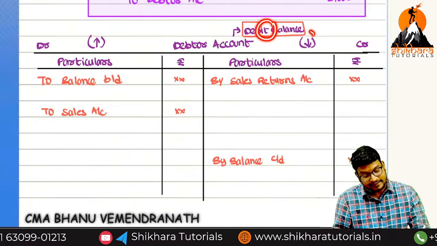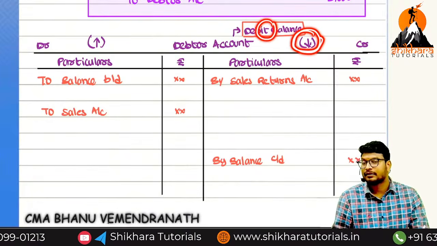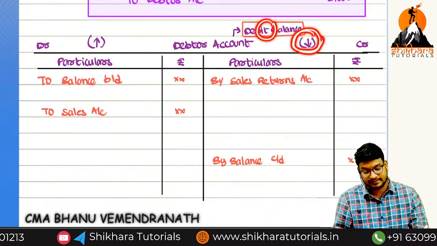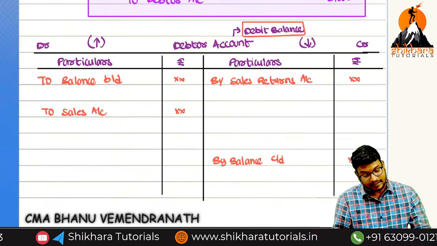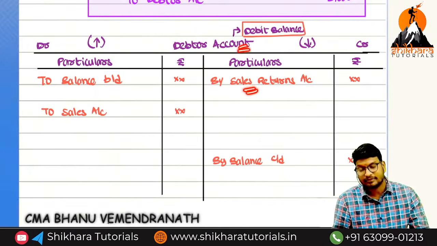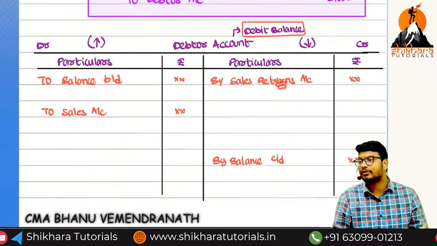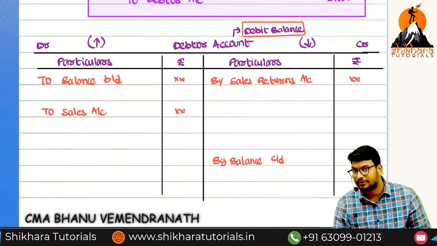Guys, now as per this principle also we can apply. Debit balance increasing or decreasing? Decreasing. So because of sales returns, debtor balance will be decreases. That is the reason we are recording on which side? Credit side. Are you getting the point?